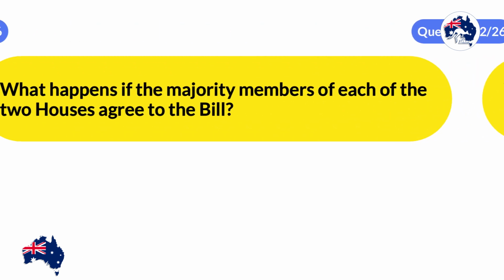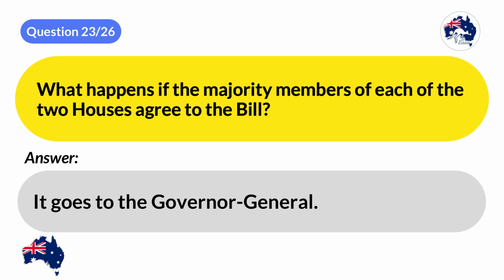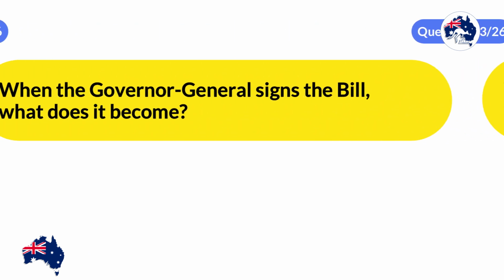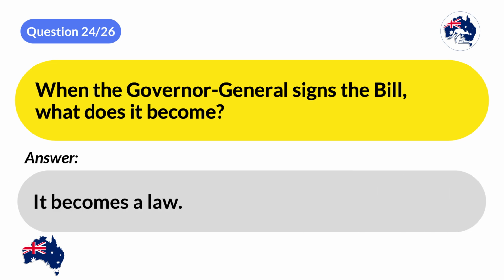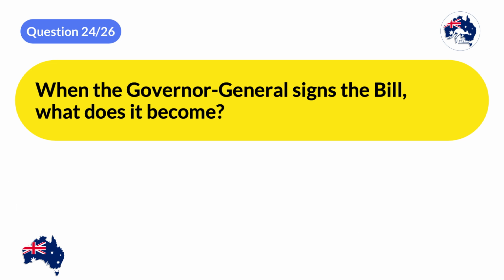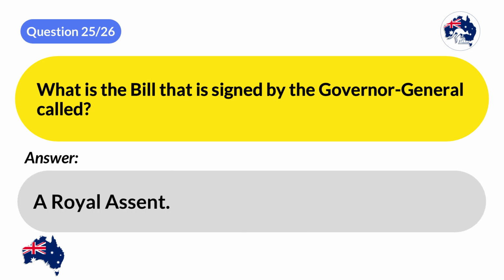What happens if the majority of members of each of the two houses agree to the bill? It goes to the Governor-General. When the Governor-General signs the bill, what does it become? It becomes a law. What is the bill that is signed by the Governor-General called? The Royal Assent.